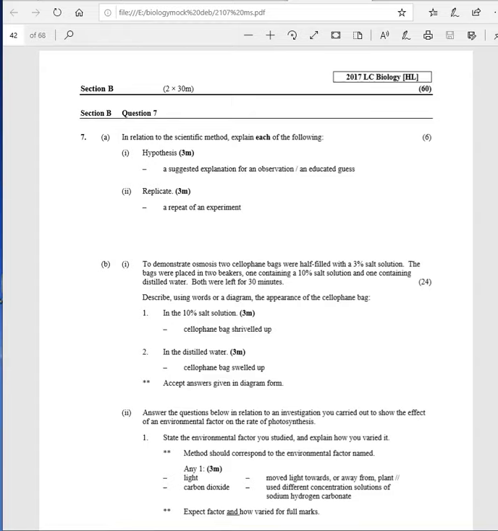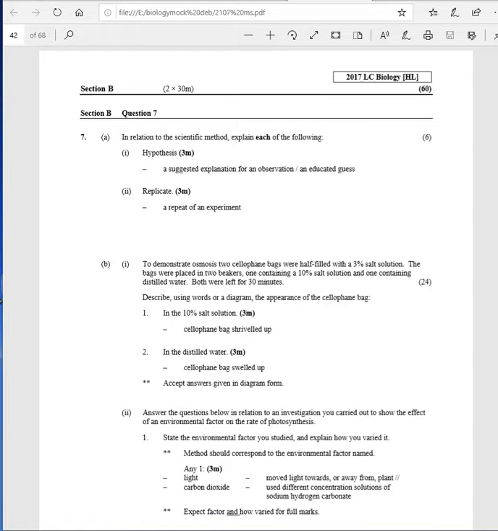Okay, so Section B of the 2017 DEB mock. Section B are your experiment questions. By now, hopefully you all know how to do your experiments upside down, inside out, back to front, and in 20 different languages.